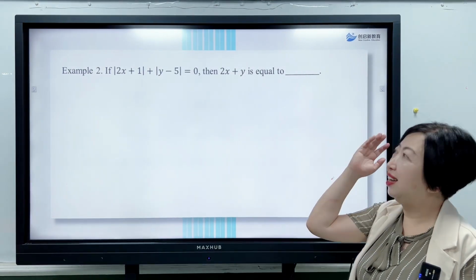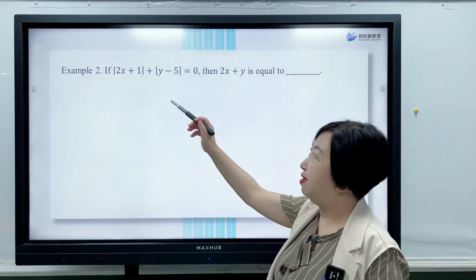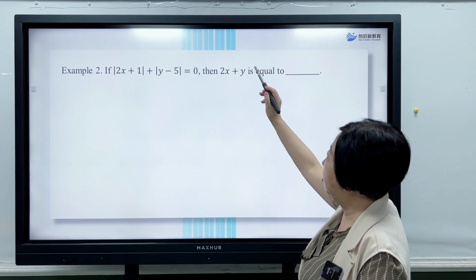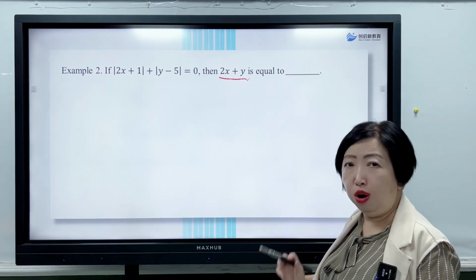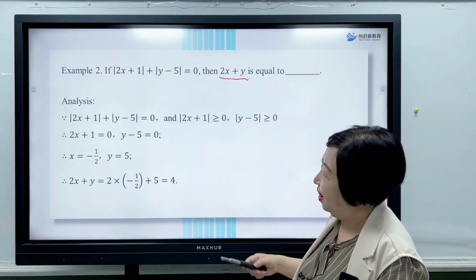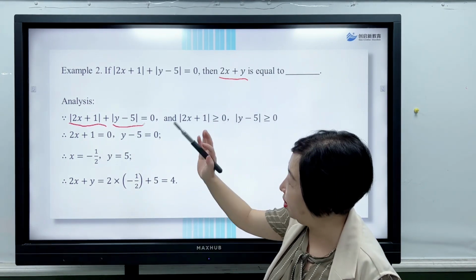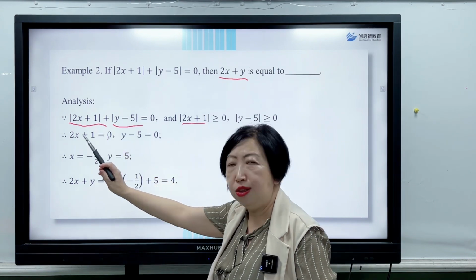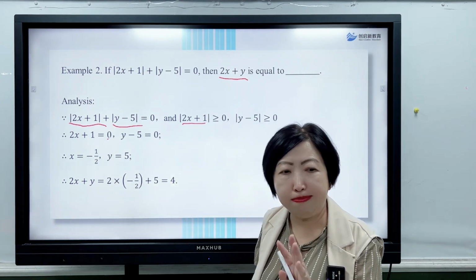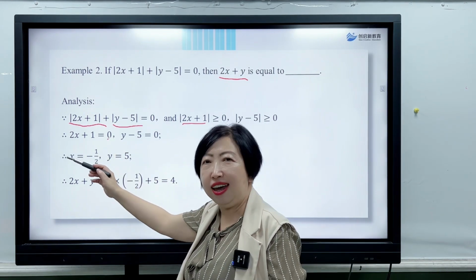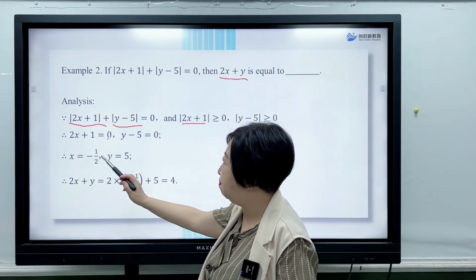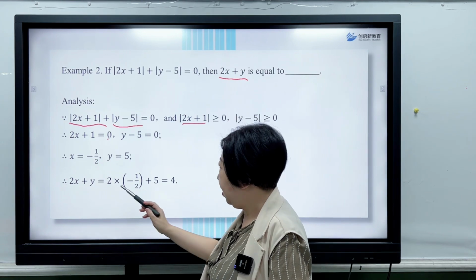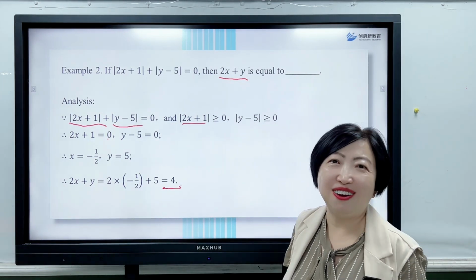Let's go on. Example 2. Let's have a look. If |2x + 1| + |y - 5| equals 0, then 2x + y is equal to what? Let's have a see. The absolute value, we all know, is greater than or equal to 0. So here must be 0, 2x + 1 is 0, and here y - 5 must be 0. So we can get the result x equals negative 1/2, y equals 5. So 2x + y is 4. This is the value.